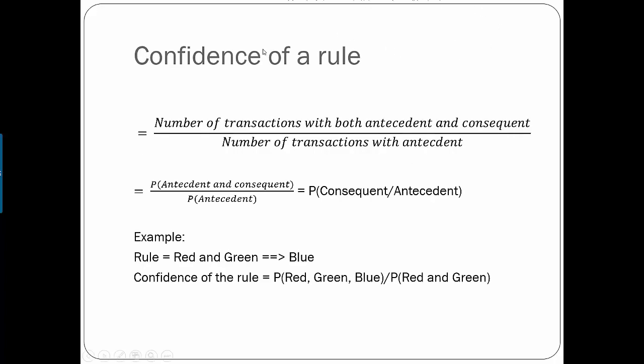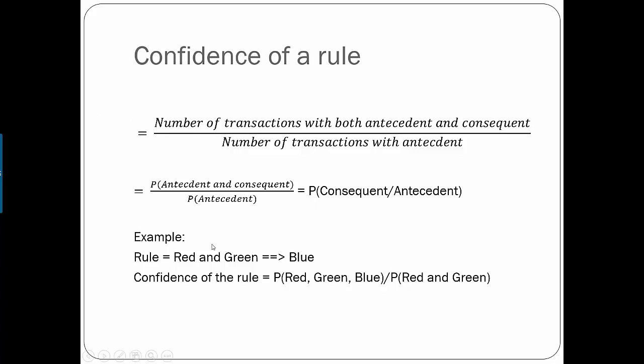So the confidence of a rule is the number of transactions with both antecedent and consequent divided by the number of transactions with the antecedent alone. So that would be like the probability of the consequent given the antecedent. Given the antecedents, what is the probability of the consequent? So this is your joint probability divided by the marginal probability.